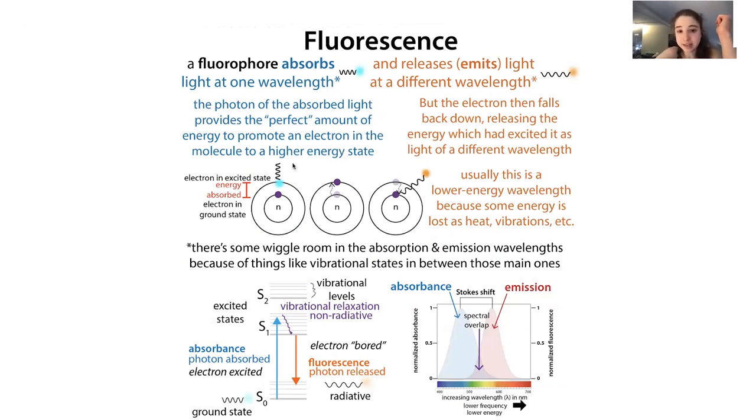So basically light is these waves of energy, these little packets of energy called photons, and these have different energies that correspond to different wavelengths and different colors if you're talking about the colored range. And so a fluorophore is something that is going to absorb one wavelength of light and then emit it at a different wavelength. There's some wiggle room, so it's not just a single wavelength; there's a range of wavelengths it'll absorb and a range it'll emit.